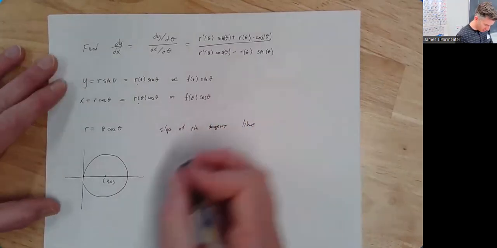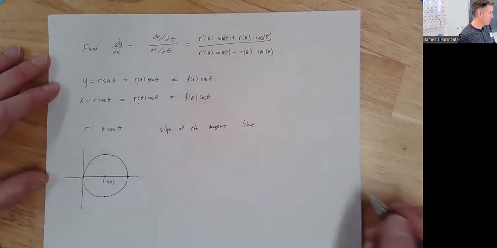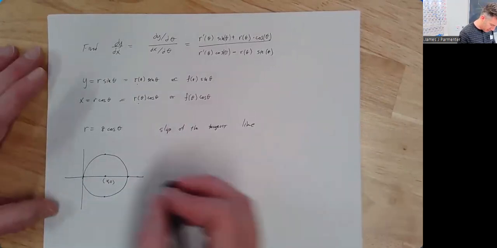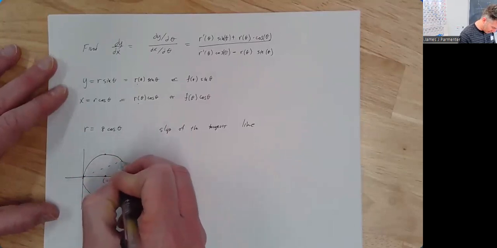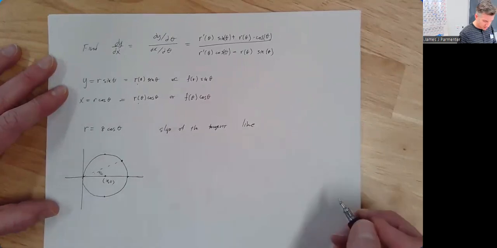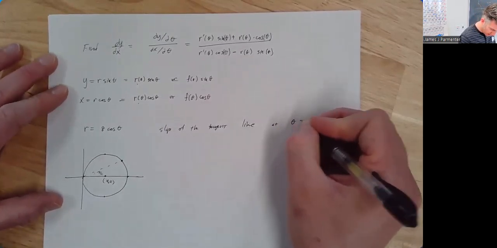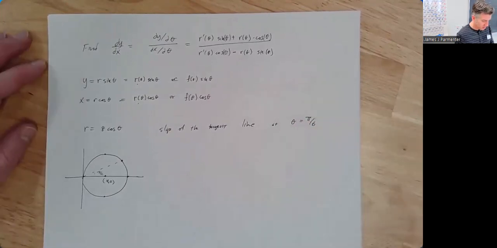I don't want to pick somewhere boring like here or here or here or here, because those are either 0 or undefined. Let's pick at the angle pi over 6. Yeah, I'm really asking for it over here. So find the slope of the tangent line at theta equals pi over 6. Okay, it's not as terrible as it looks.